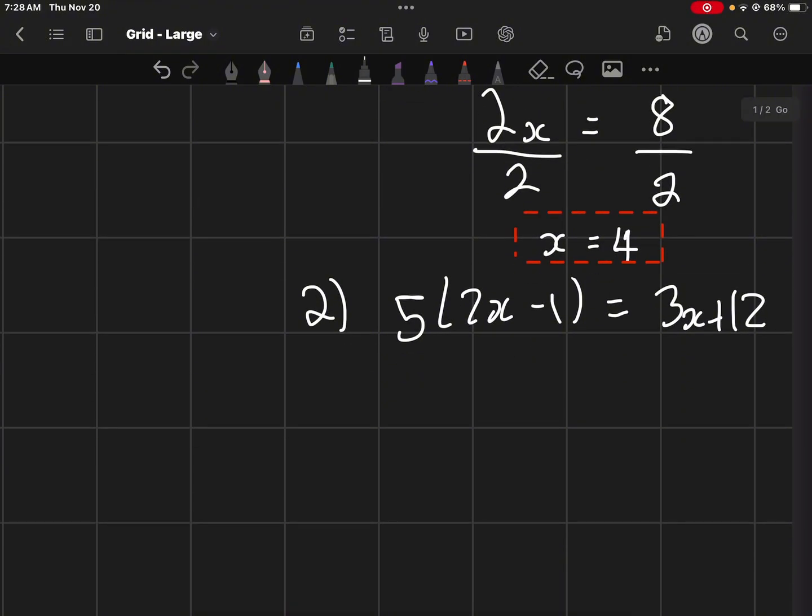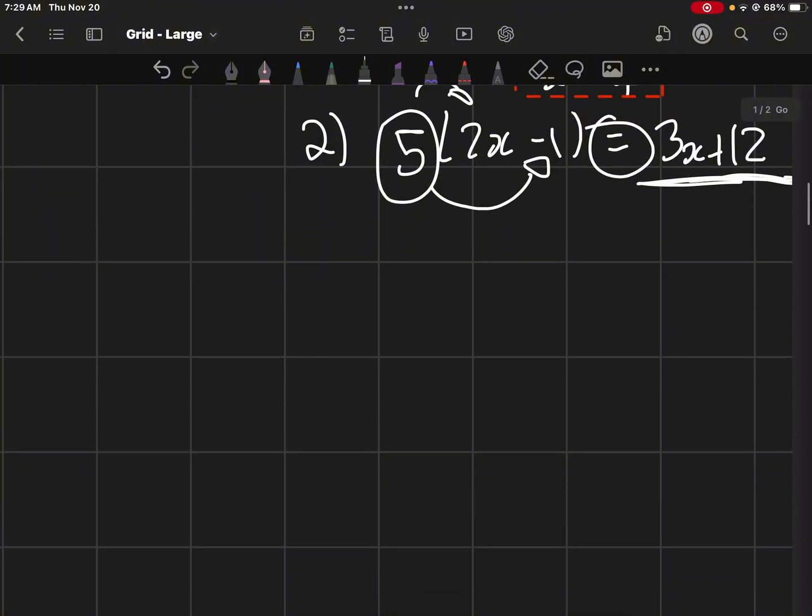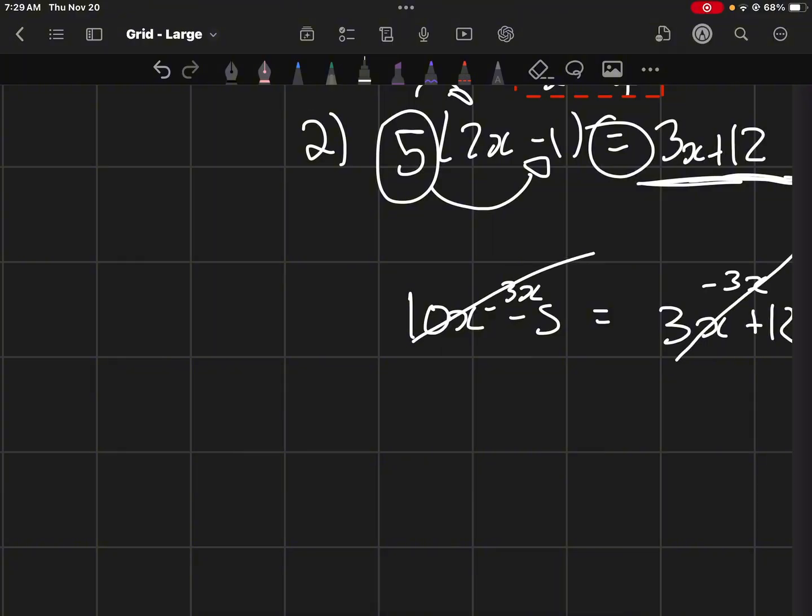Here is another example. 5(2x minus 1) equals 3x plus 12. This is the same idea where we should distribute this bracket, where the number on the outside has to be multiplied with every number on the inside. And we have our remaining expression here with the equal sign. Here, this will become 10x minus 5 is equal to 3x plus 12. The 10x will subtract because both sides are being subtracted by 3x. These guys cancel out. These guys cancel out. 7x minus 5 is equal to 12.